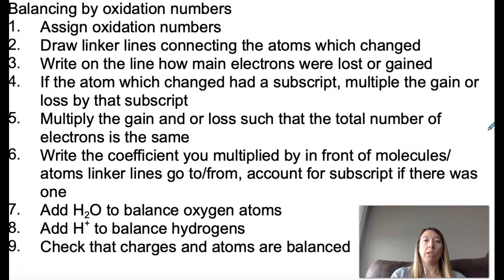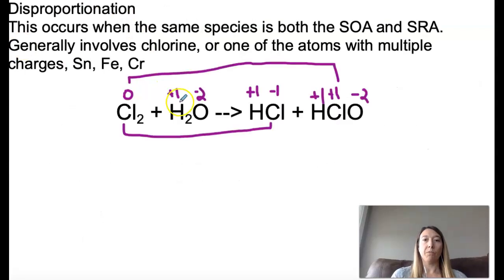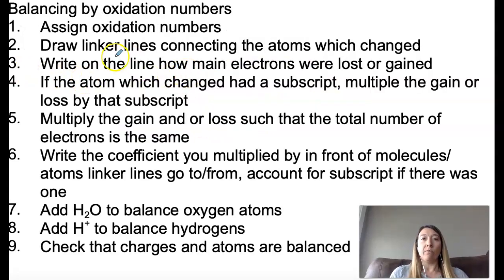Then you are going to draw linker lines connecting the atoms which change, which is what we did in the last slide, right? When I connected these, those are what we call linker lines. Once you have drawn those linker lines, you're going to write on the line how many electrons were lost or gained. We did that in a previous video when we were looking at whether an equation was redox. We wrote lost 2 electrons, gained 1 electron. You write that on the line just by looking at what those oxidation numbers are.